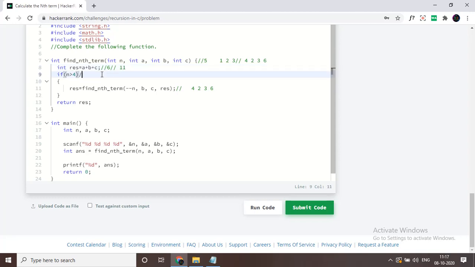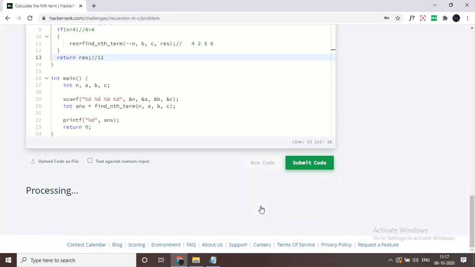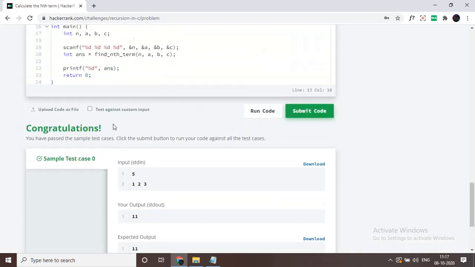And I am going to check here, is 4 greater than 4? There is no need to call the function again. That's why the result is going to be returned. What is the result value? It is going to be 11. It is going to print the 11. That's it, nothing else. For example, if I am going to execute it, the sample test case will be clear here.